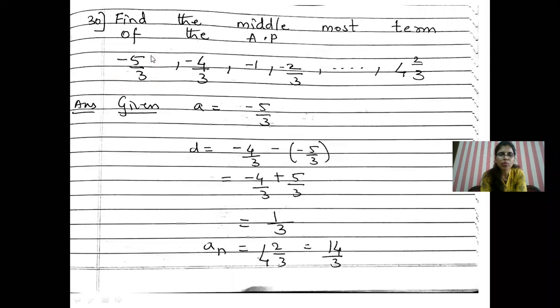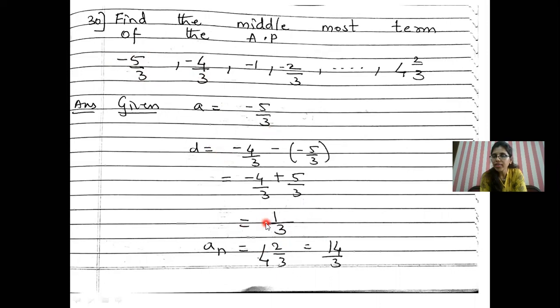is minus 5 upon 3, and you can get the value of d by subtracting minus 4 upon 3 and minus 5 upon 3, because the first term is subtracted from the second term. So here you can see minus 4 upon 3 minus bracket minus 5 upon 3, minus into minus becomes plus, and then when you write minus 4 plus 5, because the denominator is same, it becomes 1 upon 3. Okay, so till here is it clear that you find the value of a from the series, then you find the value of d by subtracting the first term from the second term.